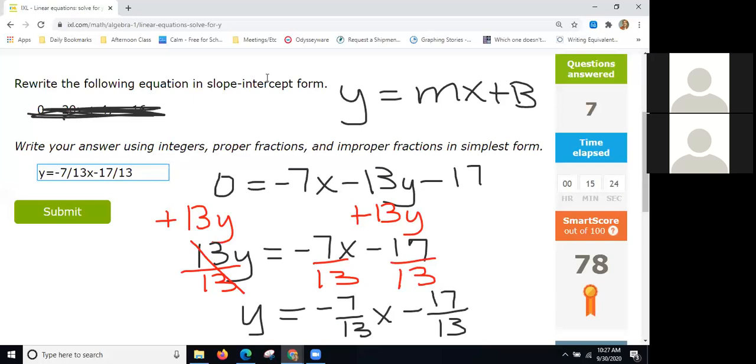So if everything starts out on one side, I would move the y from that side over to the left side. If the y happened to start out positive, then when I moved it over, it would become negative, and then I'd have to divide by a negative.